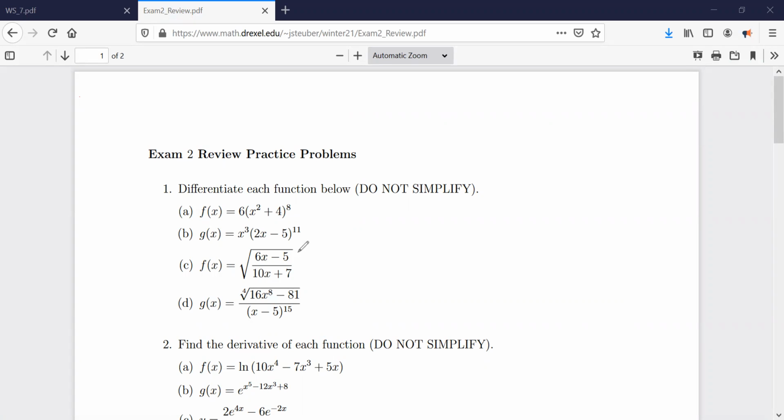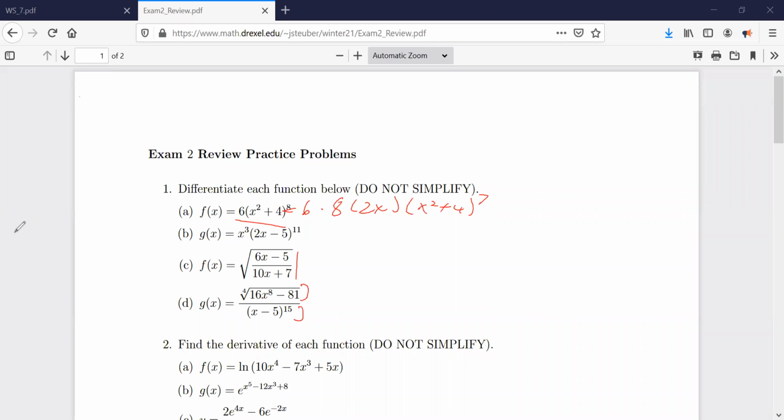This is just chain rule within quotient rule within chain rule, and then this guy right here is just chain rule. So I get 6 times 8 from this guy times the derivative of the inside, that's 2x, times x squared plus 4 to the 7 by the chain rule and power rules. Then this guy right here is going to be the chain rule for the top, the chain rule for the bottom, and then a quotient rule between them.